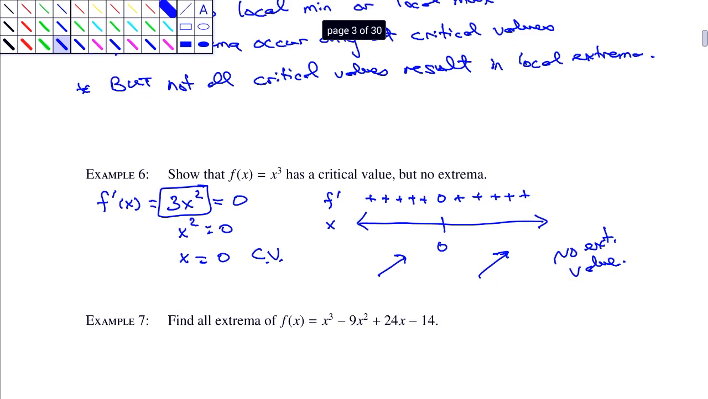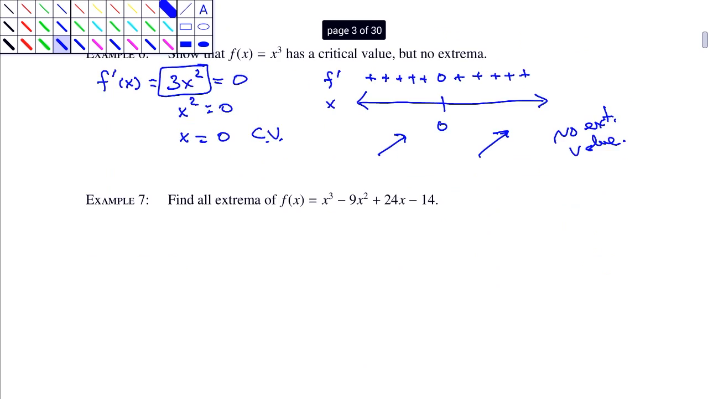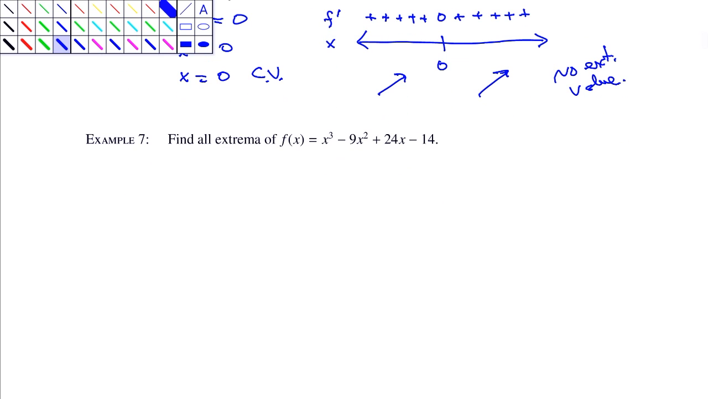All right, let's do example 7. We want to find all extrema of f of x is equal to x cubed minus 9x squared plus 24x minus 14. What do I need to find in order to find the extrema? You find the derivative in order to find what? Where do all extrema occur? At the critical values. So we need to find the critical values.